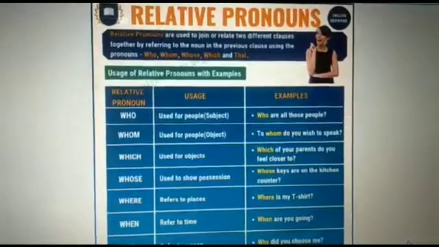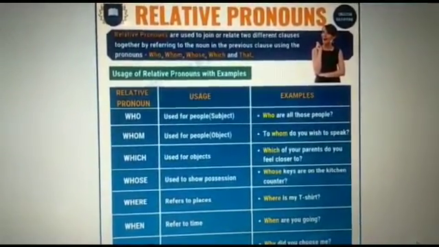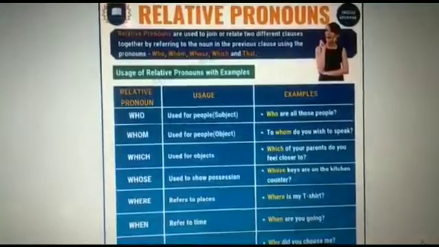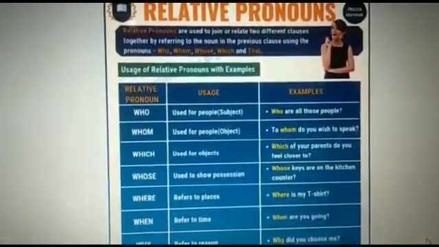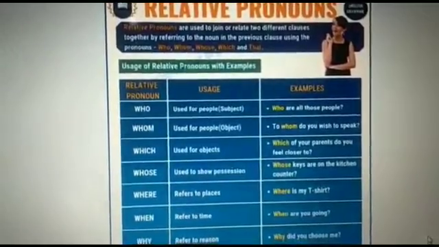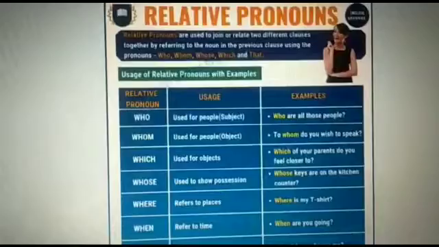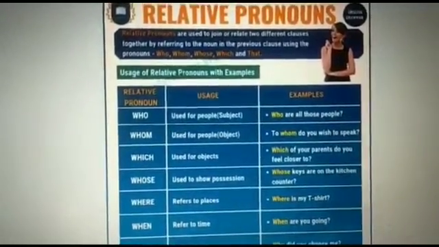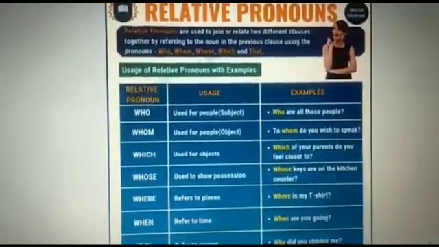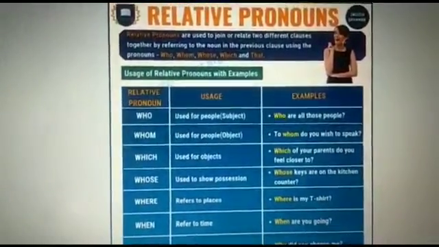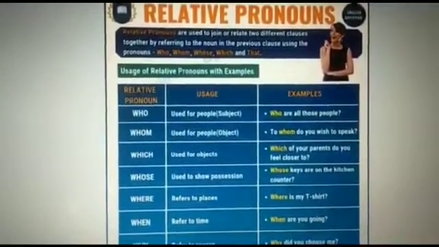Next are the relative pronouns. These are used to join or relate two different clauses together by referring them to the noun in the previous clause using the pronouns who, whom, whose, which, and that. For example, if I say we are looking for a teacher, the teacher should speak Marathi. Now using a relative pronoun, how will I say this? We are looking for a teacher who speaks Marathi. Who refers to the teacher.